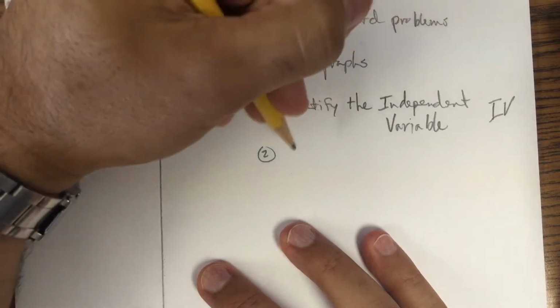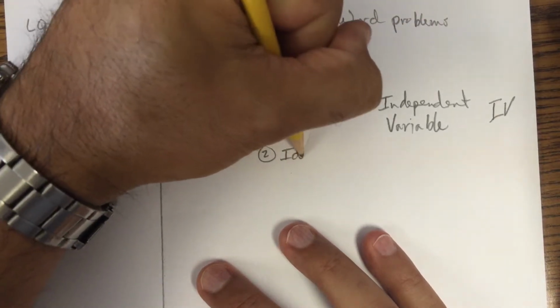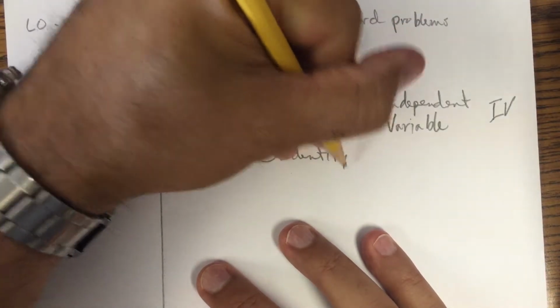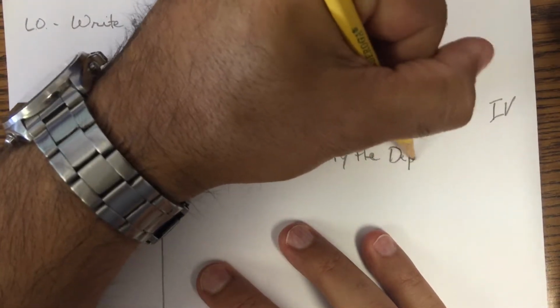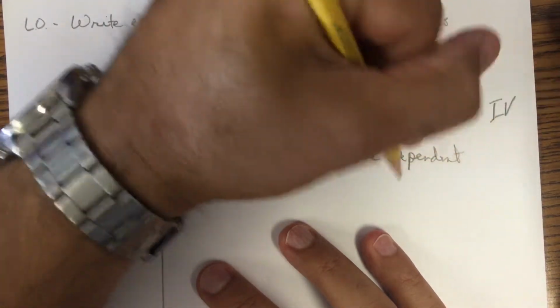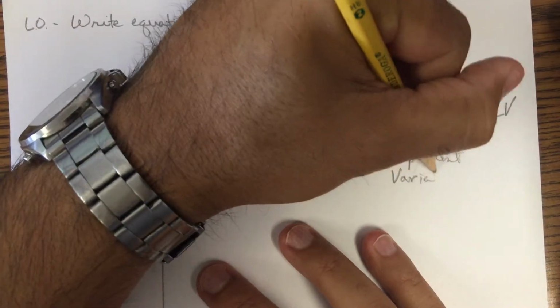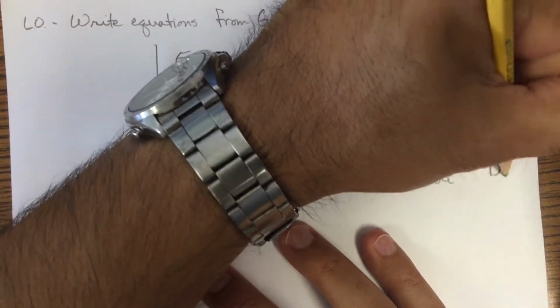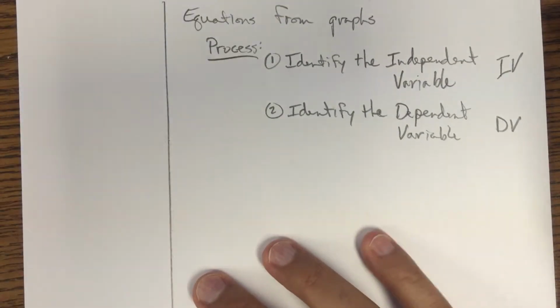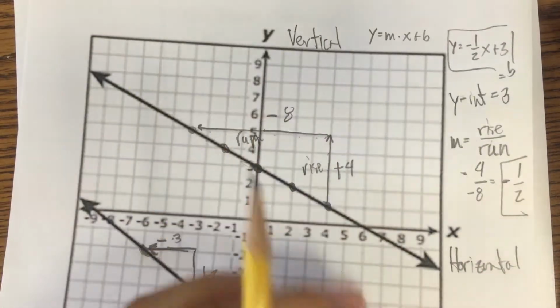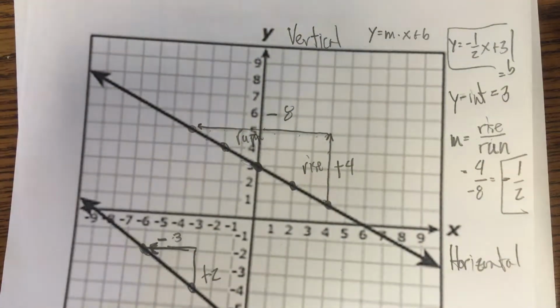Step number 2. We want to identify the dependent variable. And I'm going to write DV for dependent variable. So that's what we did. That's what we did right here. We talked about the axes. Which one we have to make sure that we know what we're talking about. So x-axis, y-axis, that's what we did first.